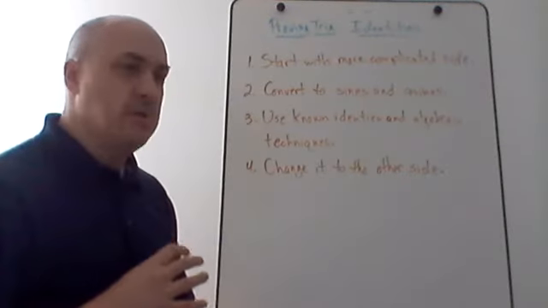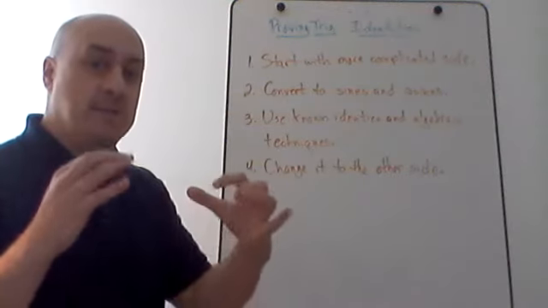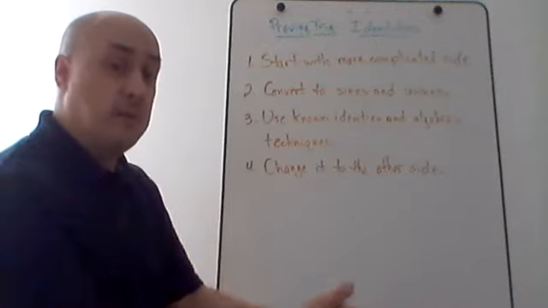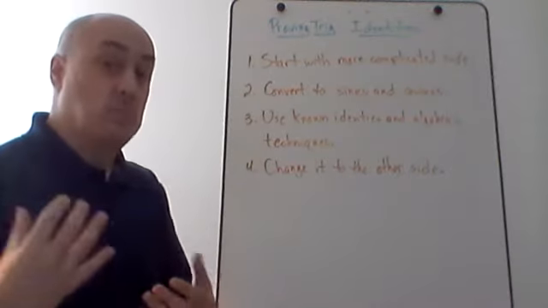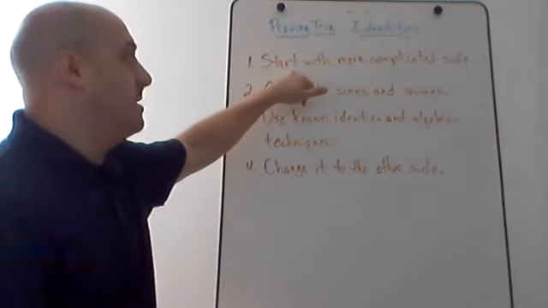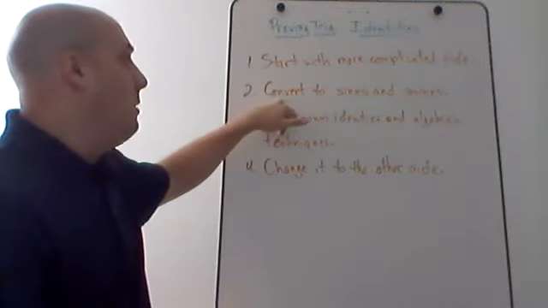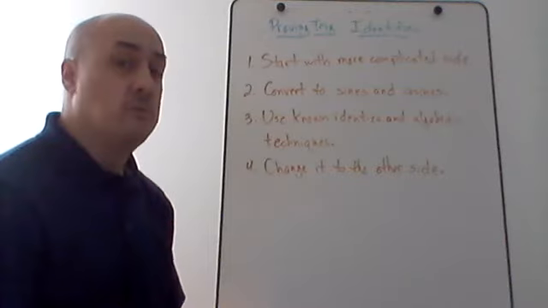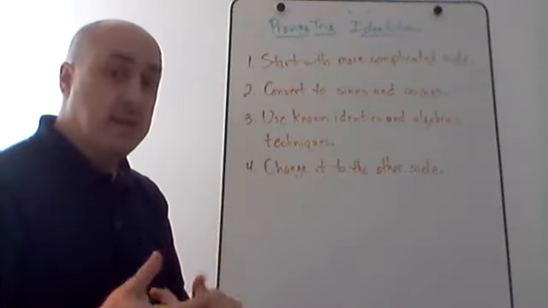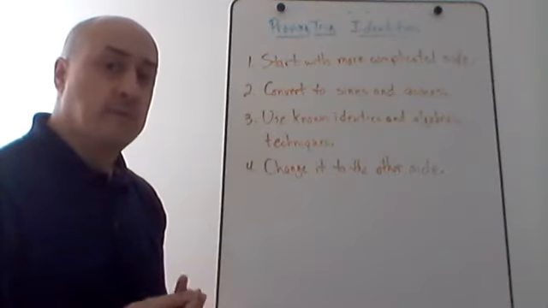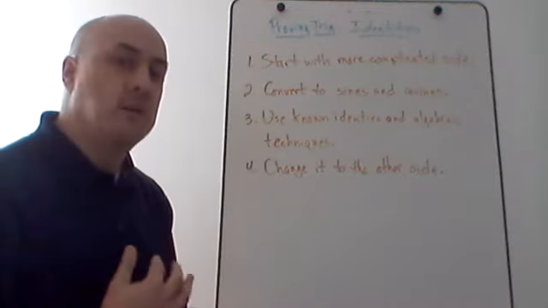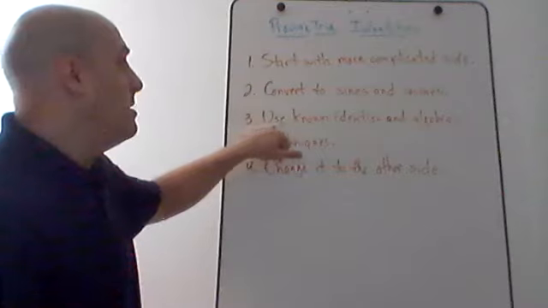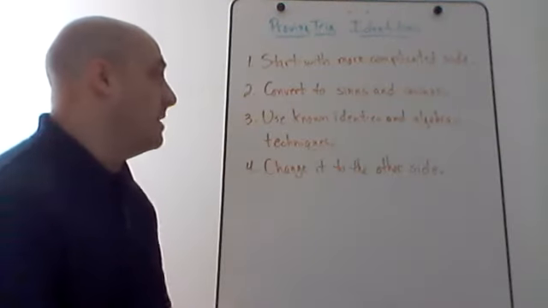It's usually easier to go from the more complicated side and simplify it and turn it into the less complicated side than it is to start with the less complicated and change it into something that's more complicated. All right, so we start with the side that seems more complicated to us. We convert things to sines and cosines. So if we have tangents, cotangents, secants, and cosecants, it's a good idea to convert those into sines and cosines so that everything's in terms of those same two functions and we can work with those. And then we use known identities and algebraic techniques.